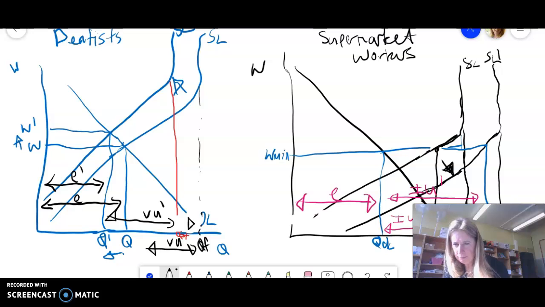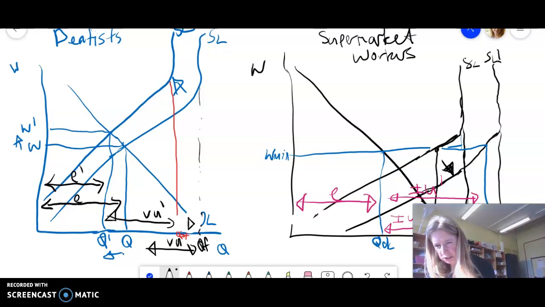I called it VU. So before the increase in the supply of labour, we're reading off this curve here. Here is the quantity supplied of labour at the minimum wage, right? And then this is the full level of employment or the full amount of workers that are available to work. So the distance between those two is what we call voluntary unemployment, labelled down here.